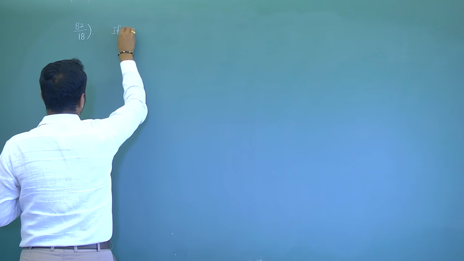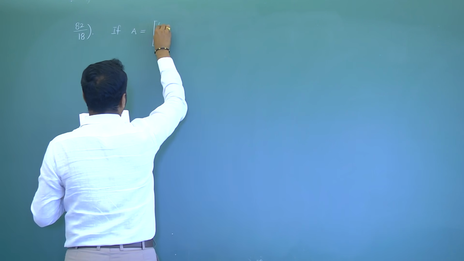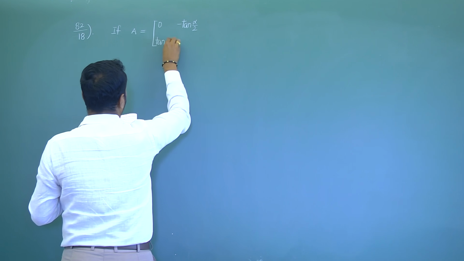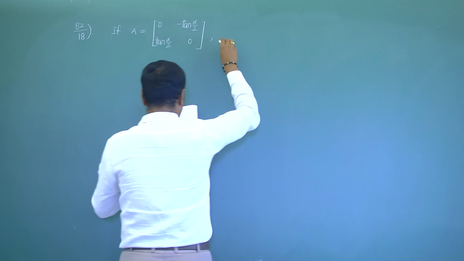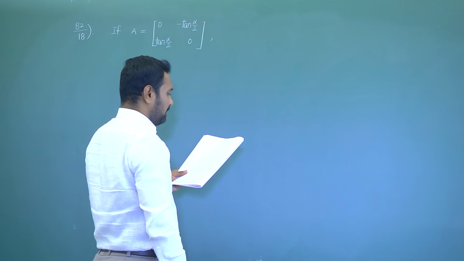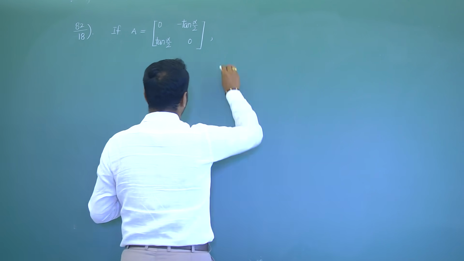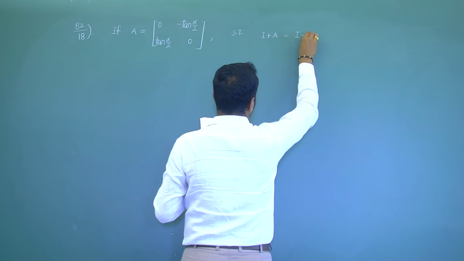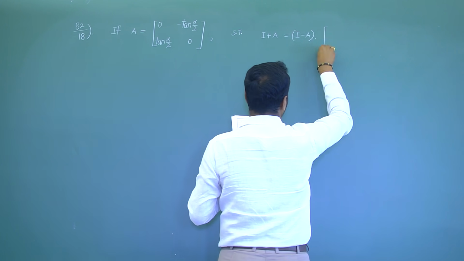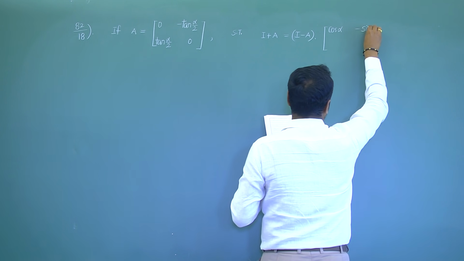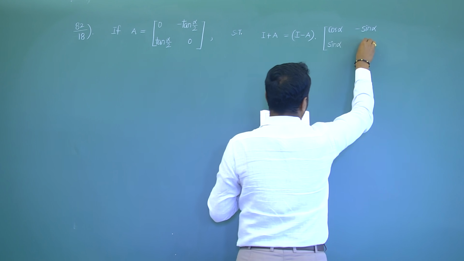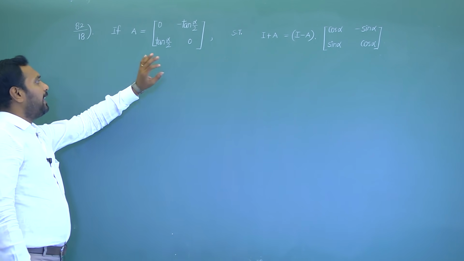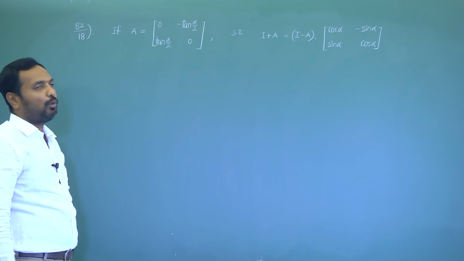If capital A equals the matrix [0, minus tan alpha by 2; tan alpha by 2, 0], and capital I is the identity matrix of order 2, then show that I plus A equals I minus A into the matrix [cos alpha, minus sin alpha; sin alpha, cos alpha]. We need to prove this.